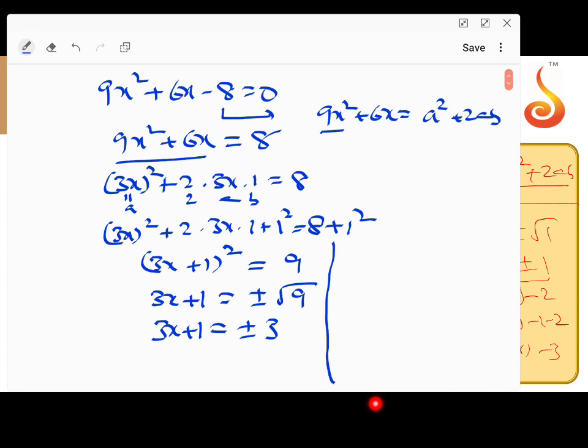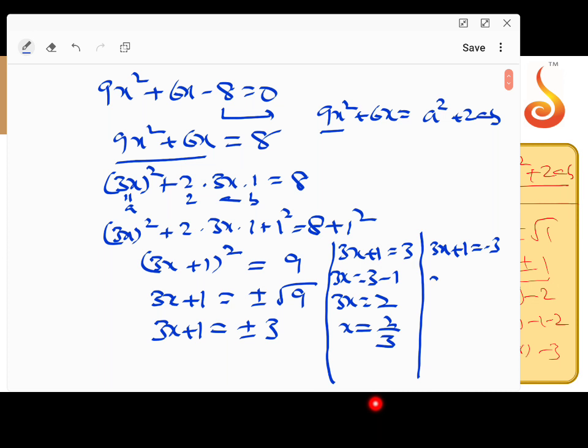Now you can take two cases, one time plus, other time minus. So 3x plus 1 equal to plus 3 and 3x plus 1 equal to minus 3. Now 3x equal to 3 minus 1, 3x equal to 2, x equal to 2 by 3. Or 3x equal to minus 1 minus 3, so 3x equal to minus 4, x equal to minus 4 by 3. Here the roots are 2 by 3 and minus 4 by 3.